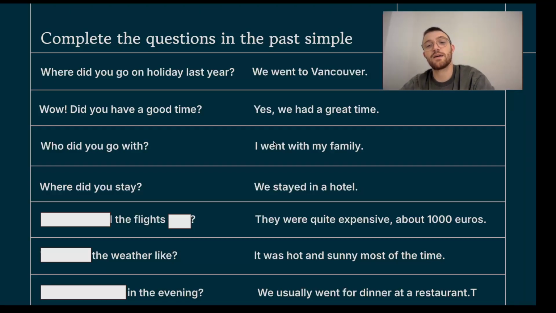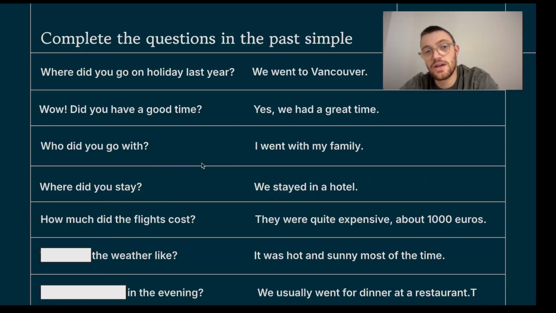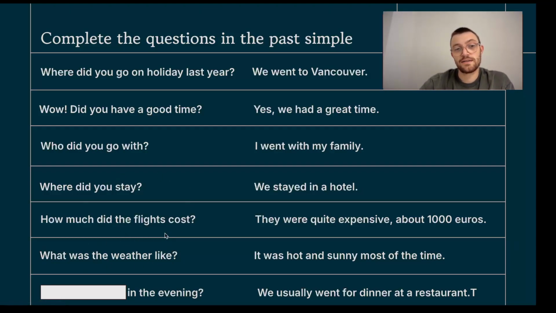So how are we going to ask about the cost? The cost of the flights, because we got the money there, €1,000. We want to know about the price of the flights. So how much did the flights cost? How much did the flights cost? Yeah, so how much did the flights cost? Okay. It was hot and sunny most of the time. There you go. It was hot and sunny most of the time. And we got the weather like. So how are we going to make that question? We're going to use was. What was the weather like?